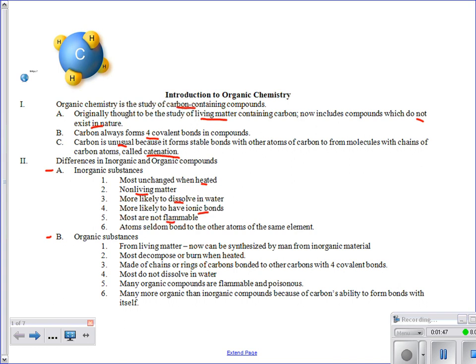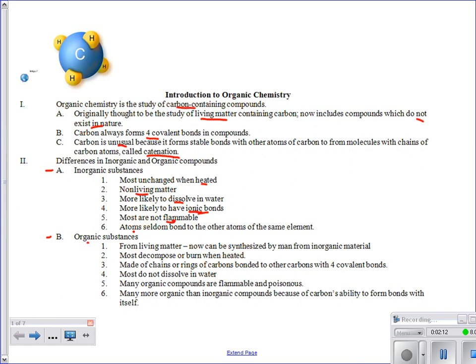In fact, what we'll learn next semester is that another word for an ionic bond or an ionic compound is a salt. So if you think about just what a salt is, and you're used to thinking about table salt, sodium chloride, it is not going to be flammable. And then also with our inorganic compounds, the atoms do not tend to bond to the same element. The elements don't bond together. Instead, they bond to different elements.